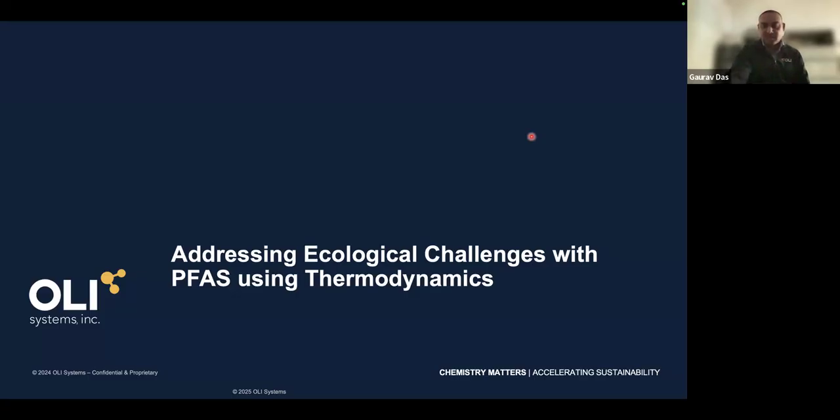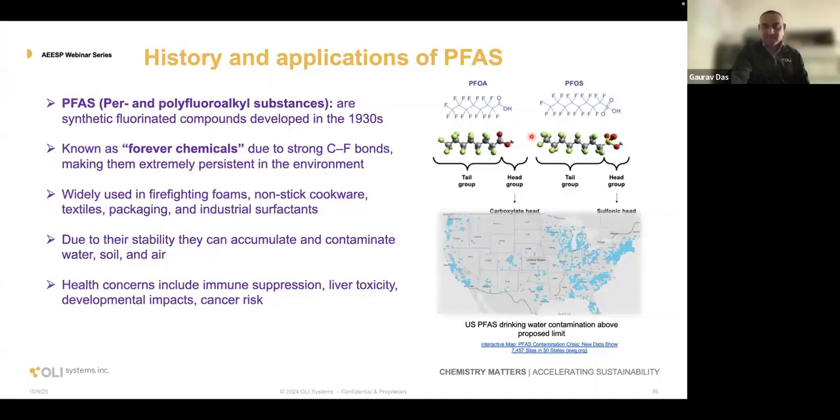PFAS is the emerging contaminant, which has severe ecological challenges. PFAS are synthetic fluorinated compounds developed in 1930 and widely used in everyday components such as non-stick cookware, firefighting foams, textile, packaging, thermal fluid, and industrial surfactant.